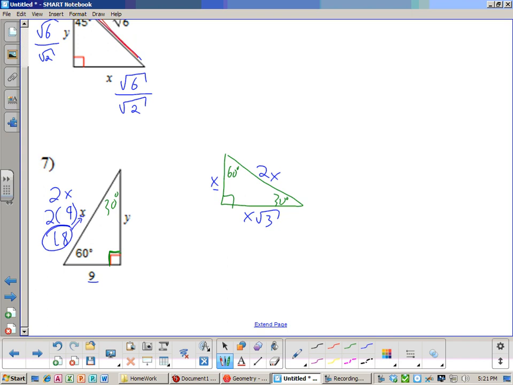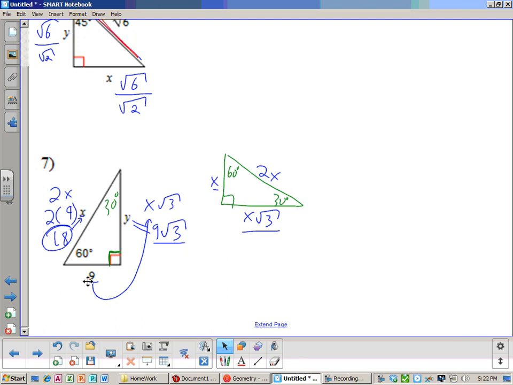So the long side is 18. Now for the other one, I'm going to use this formula, x square root of 3. By the way, we know our x is 9, so plug that in. I'll get 9 square root of 3, and there's that answer. y is equal to 9 square root of 3. Simple. All we got to do is grab it and plug it in. Try that for number 8, and you'll see it's pretty simple as well.